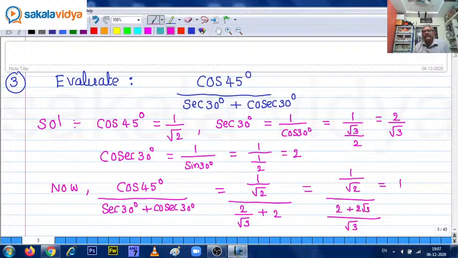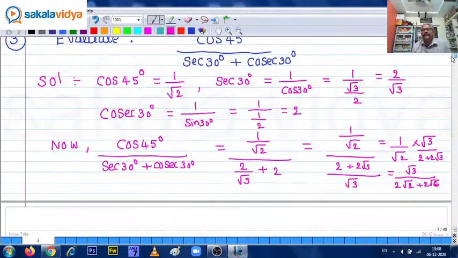So this can be simplified as 1 upon root 2 multiplied by root 3 by 2 plus 2 root 3. So this is equal to root 3 upon root 2 into 2, 2 root 2, plus root 3 into root 3, root 6, 2 root 6. So we can write it like this. Yes, 2 root 6. This is the answer.